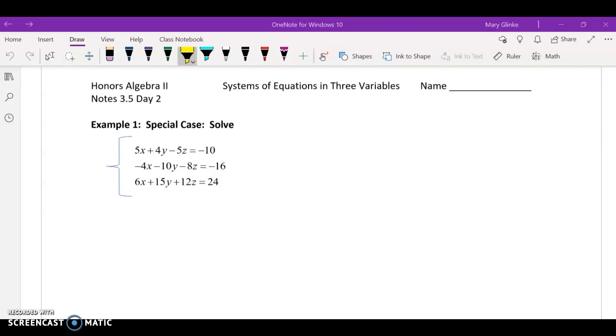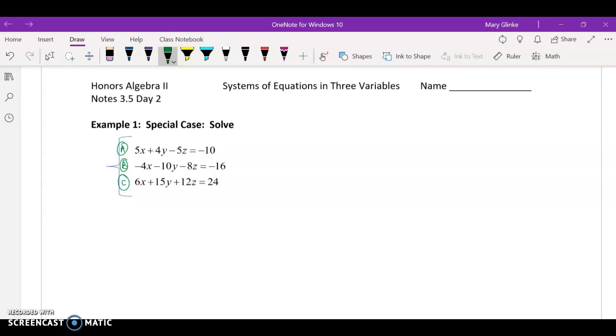Hello, today we're going to be working on solving systems of equations, day 2 notes. These are going to be the special cases. So we're going to go ahead and solve this system of equations that you see there. From yesterday, we're going to go ahead and label them A, B, and C.